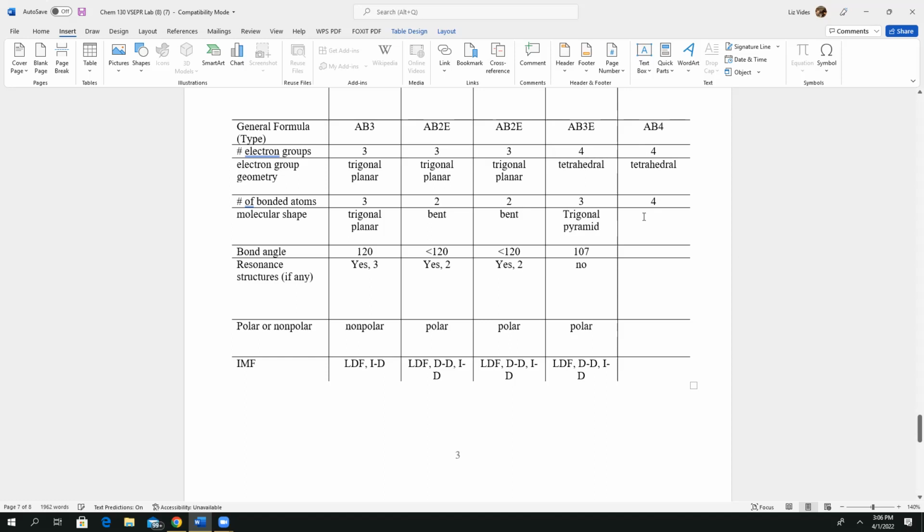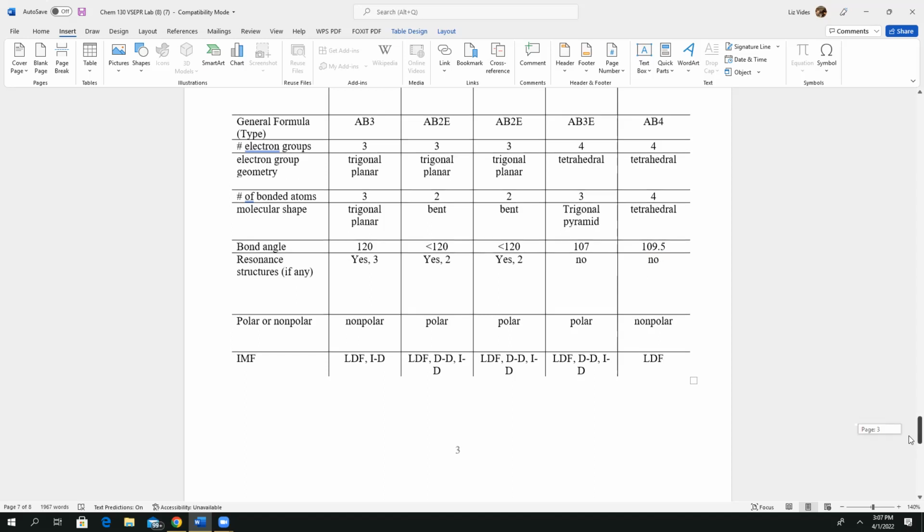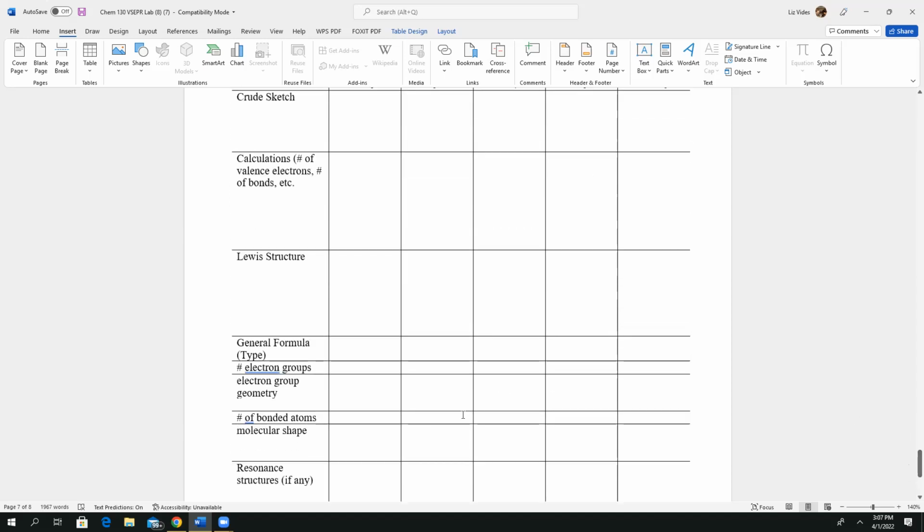And there are no lone pairs, which also makes this tetrahedral. That means we have a 109.5 angle. There are no resonance structures. It is nonpolar. Okay, nonpolar here. Actually, the only thing it can do is London dispersion force because it is not charged and it is nonpolar. So none of those.